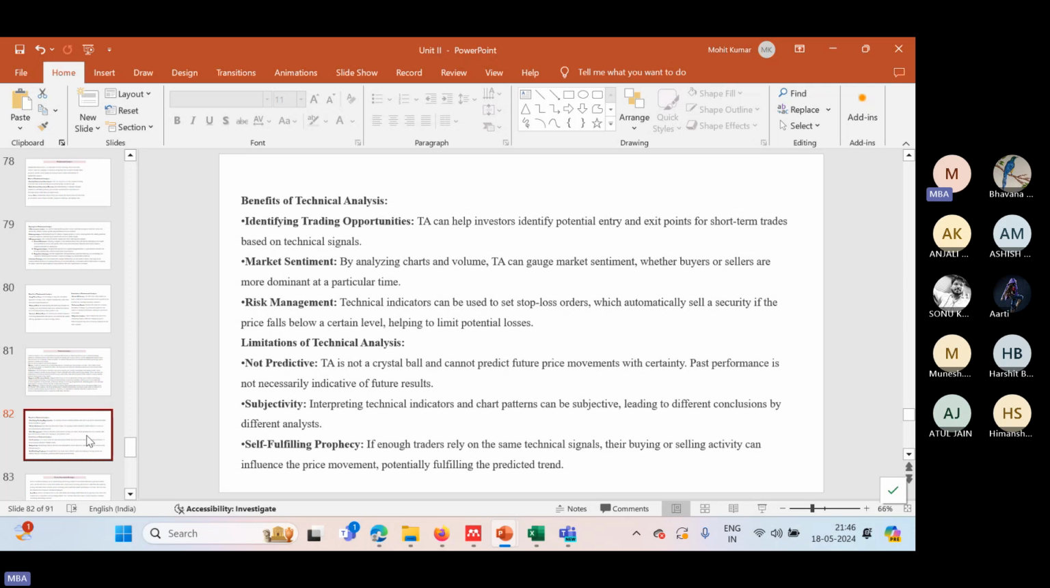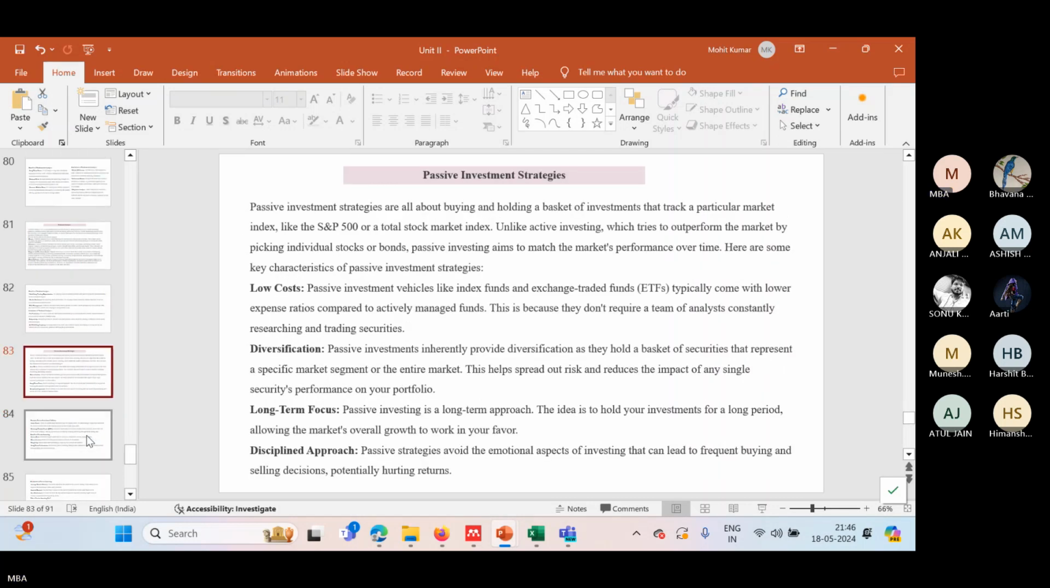Then we have risk management. Then the limitations: it is not very predictive, because past information is not a guarantee of the future. It is also subjective, and it is a self-fulfilling prophecy. If enough traders depend on the same technical signals, their buying or selling activity may influence the price movement, or you start following the crowd. So you have to be very careful around that.